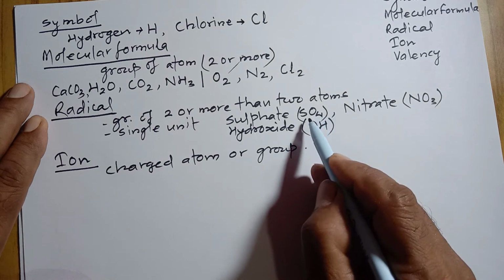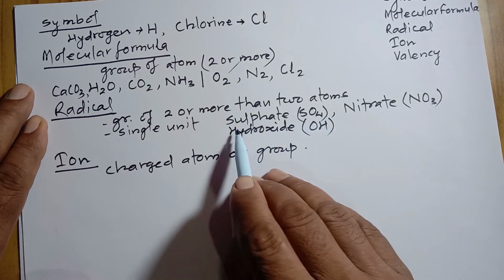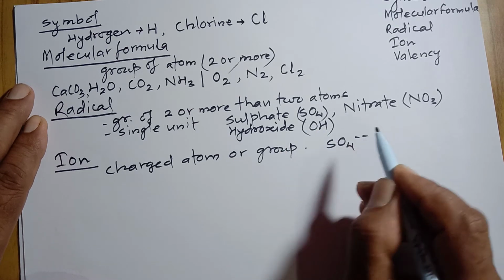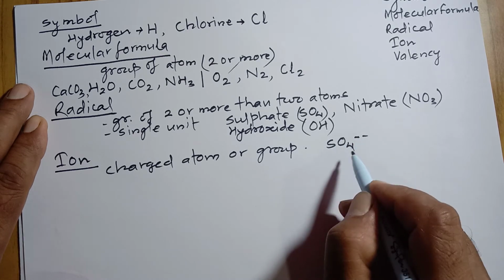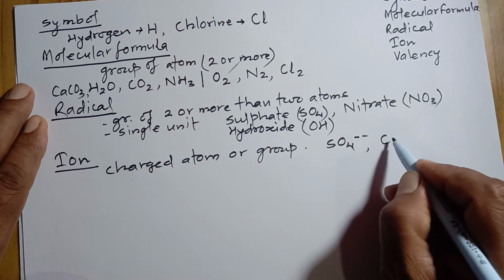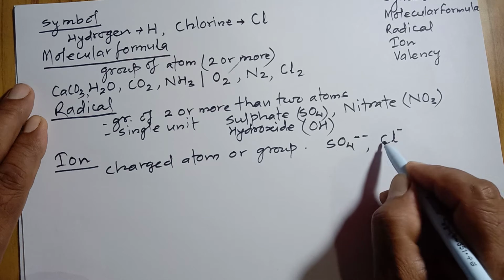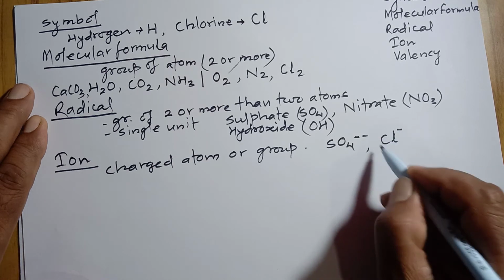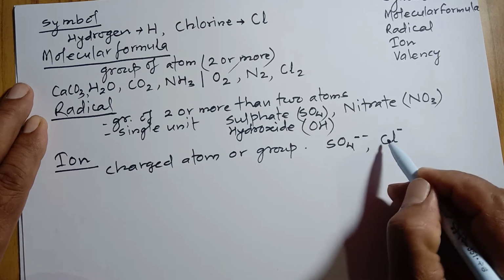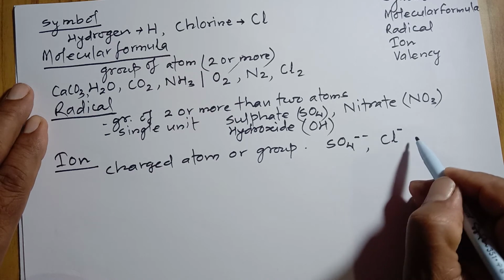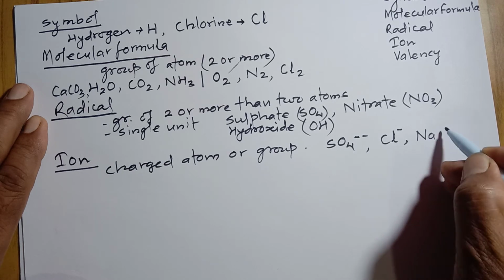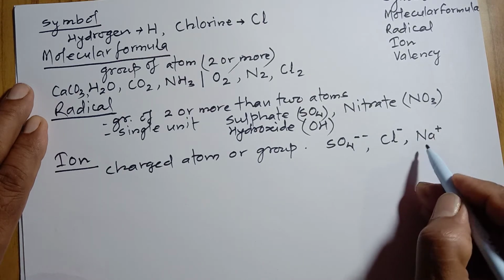Just for example, how can we give example? The same sulfate, if we write SO4, then it represents a radical. But if the same sulfate is written SO4 minus minus, it means it has two excess electrons. This is sulfate ion. In the same way, we have chloride ion also. Chlorine, if chlorine is written like this, it means this is not an atom. One electron is more in its atom than that of the proton, and this is chloride ion. In the same way, this is sodium atom, but if we write Na plus, this is sodium ion.